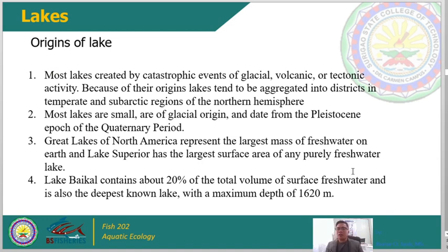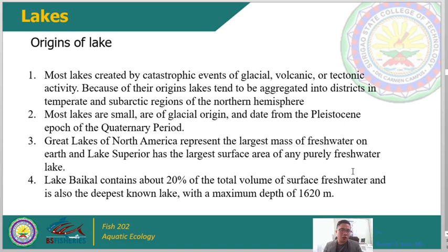Now let's proceed. Since we were talking about lentic environments, we must first understand the origins of these lentic environments. What are the origins of the lake? How does a lake form? Through time or through catastrophic events. First, most lakes are created by catastrophic events of glacial, volcanic, or tectonic activity. Because of their origins, lakes tend to be aggregated into districts in temperate and subarctic regions of the northern hemisphere.